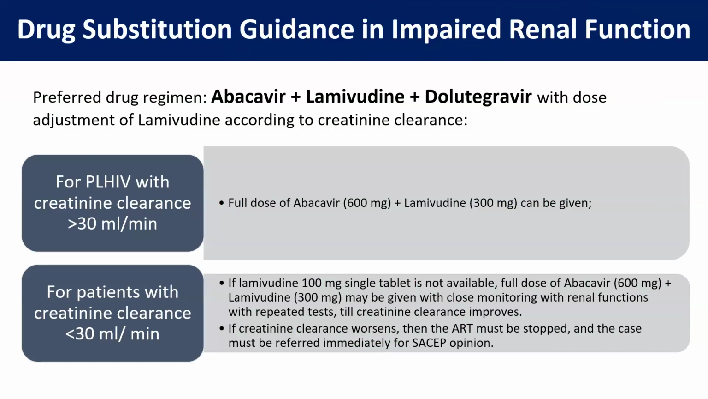Drug substitution guidance for impaired renal function: I have already mentioned dolutegravir and abacavir do not need any dose adjustment. In case of renal failure, lamivudine requires dose adjustment when GFR is less than 30. So in PLHIV with more than 30 milliliters per minute GFR, the full dose of abacavir lamivudine can be used, and when it is less than 30, then lamivudine dose adjustment is required with the full dose of abacavir. Please move.